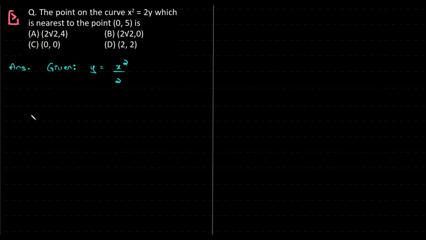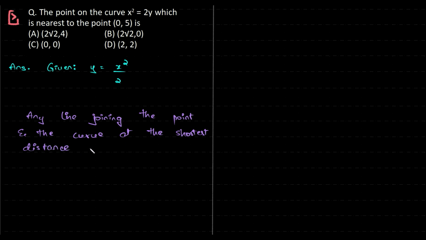Okay, so let me write that so that it's simpler. Any line joining the point and the curve at the shortest distance will be perpendicular to the tangent at that point. Okay, so this is the fundamental idea of the nearest point from a line.